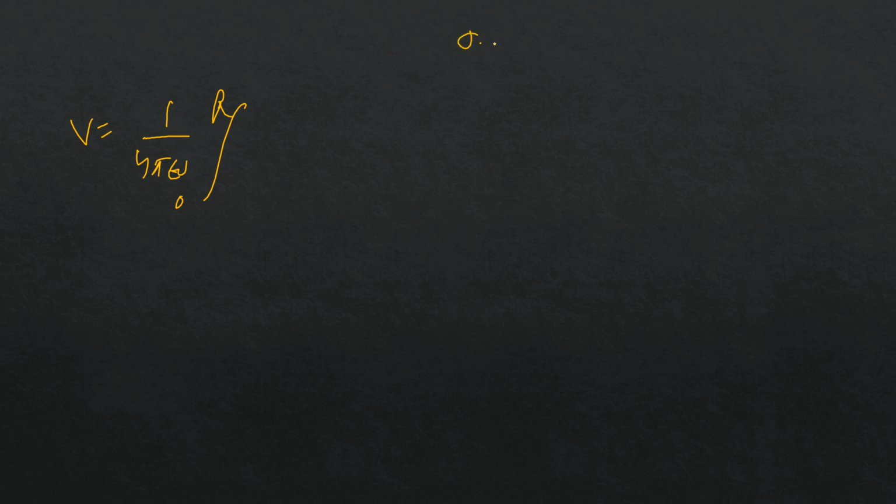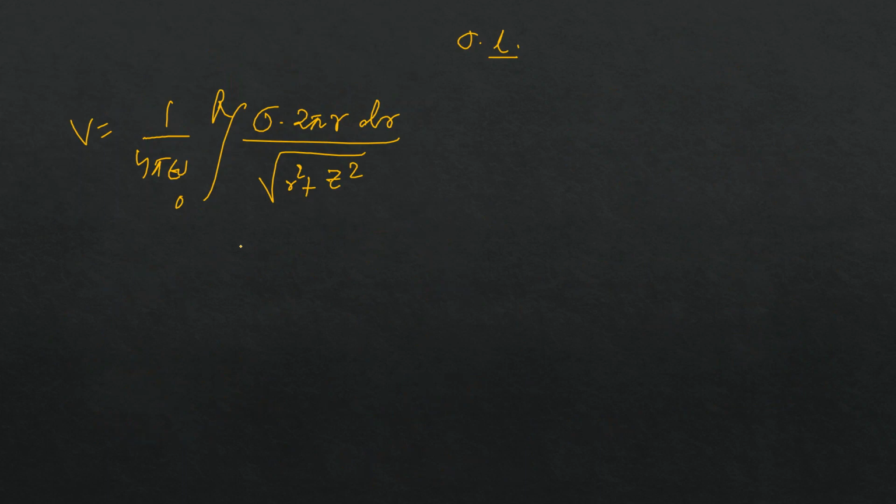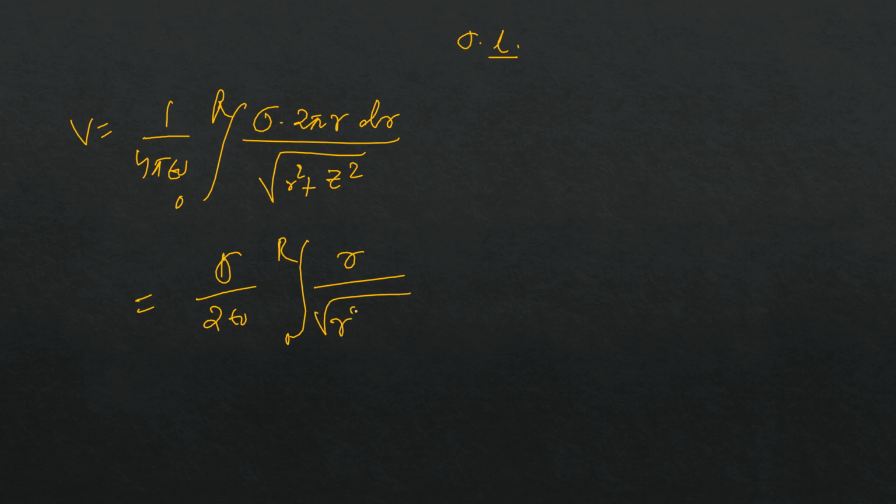Here the charge density is sigma. Sigma into length, so sigma into 2 pi R, because there will be an area element. Sigma into 2 pi R dr divided by the square root of R square plus Z square. So if you see, 2 pi goes out: 1 by 2 epsilon naught sigma, integral from 0 to R of R by the square root of R square plus Z square dr.